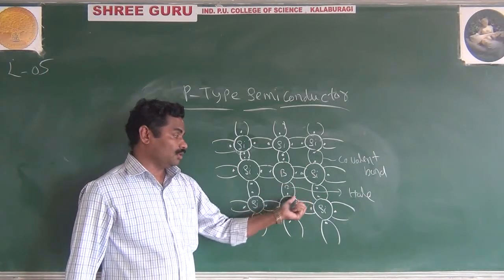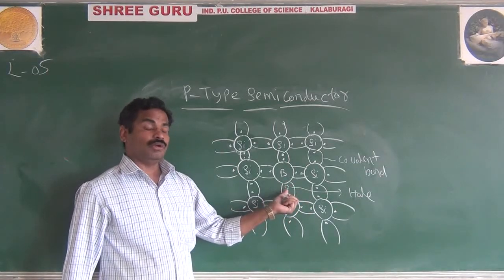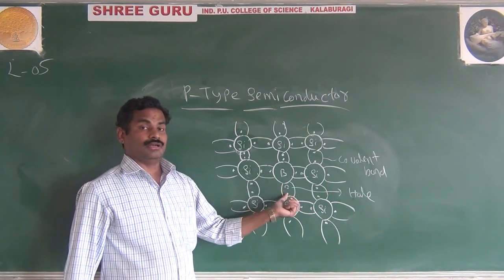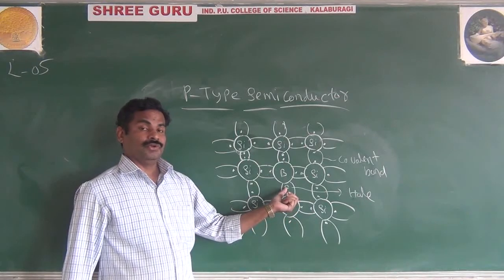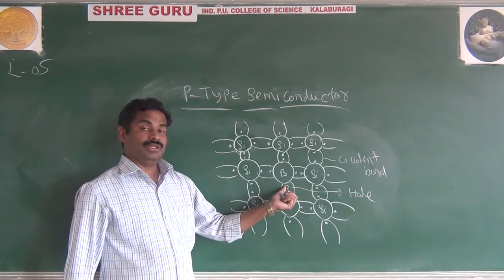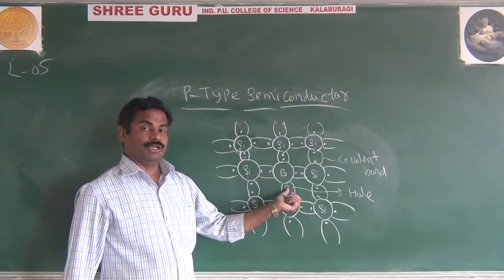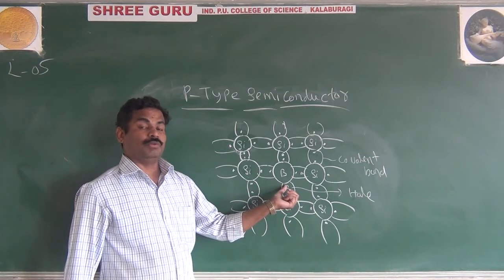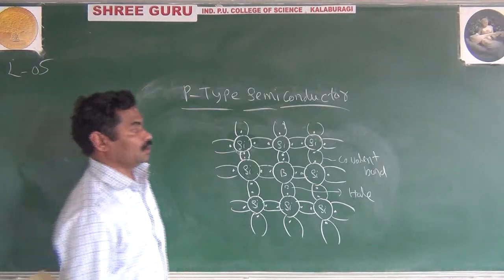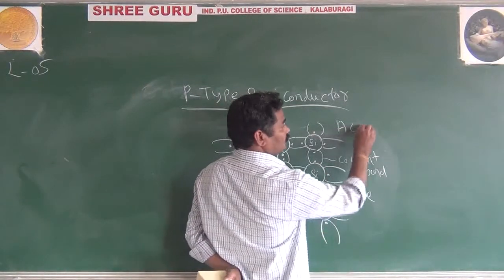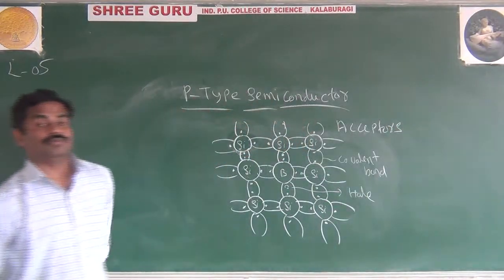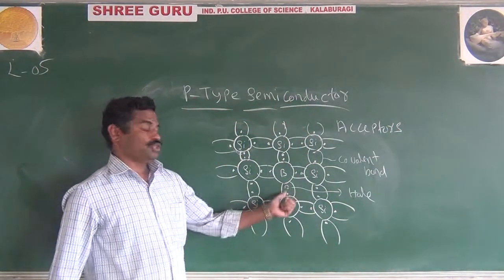And the important thing here: to fulfill the covalent bond, what will this hole do? It will take another electron. As you know, the hole has the property to attract neighboring electrons. This hole will take one electron from the neighboring atom to fulfill the bond. That's why your p-type semiconductor is also called an acceptor, because it will accept one electron from the neighboring atom to fulfill this bond.